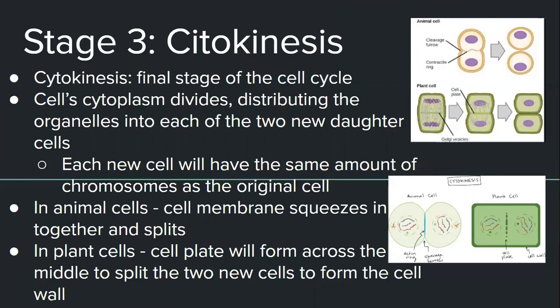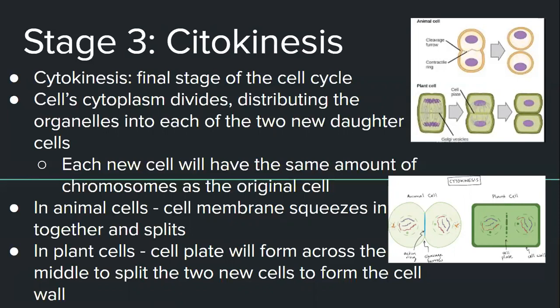Cytokinesis is somewhat different in plant cells. A plant cell's rigid cell wall cannot squeeze together in the same way that a cell membrane can. Instead, a structure called a cell plate forms across the middle of the cell. The cell plate begins to form new cell membranes between the two daughter cells. New cell walls then form around the cell membrane.